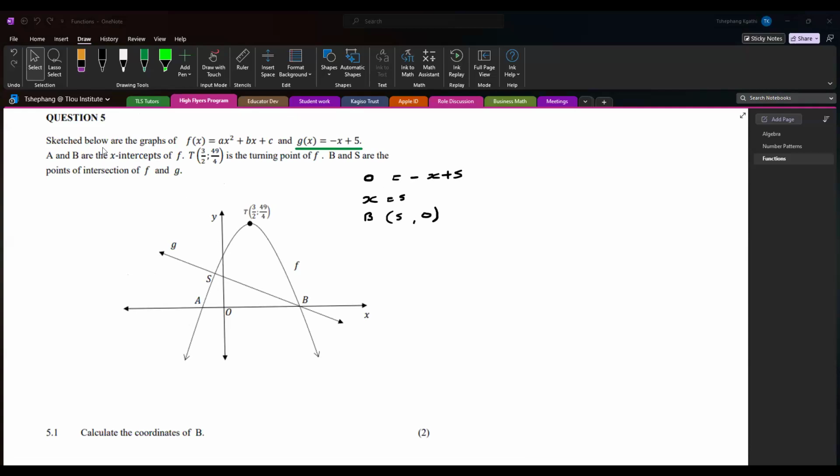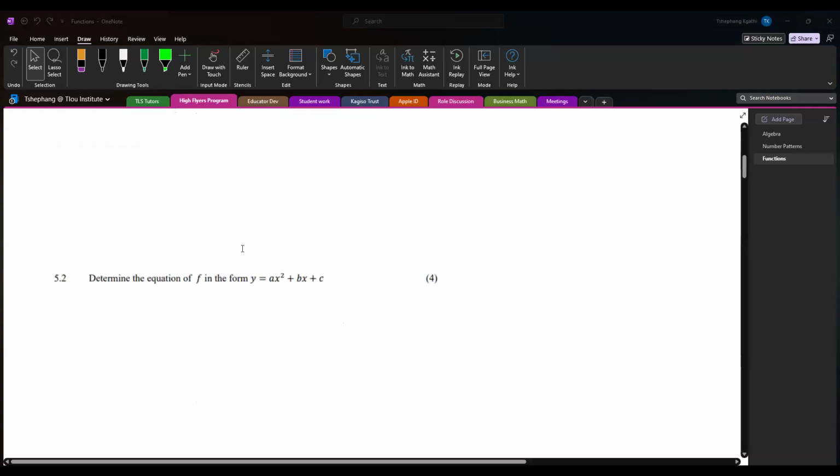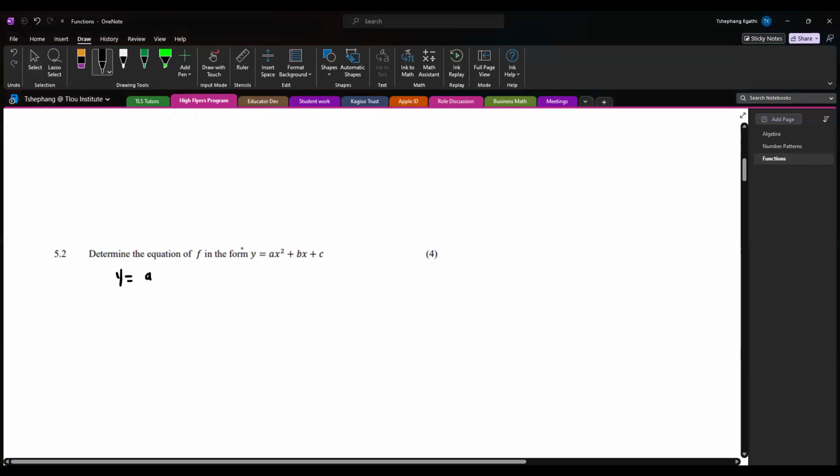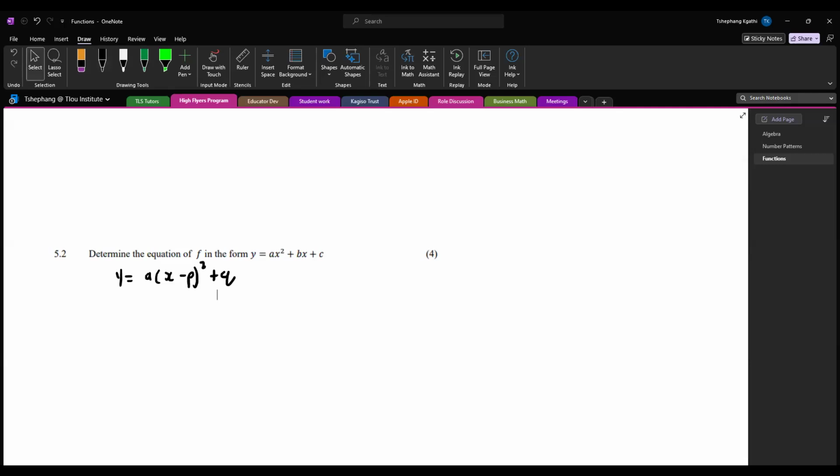Now, I'm going to use the form y is equal to a into (x minus p) all squared plus q. Remember, this is the turning point form, and I'm sure you guys have seen it before. Why am I using this form? Because I have p and I have q, because they gave me the turning point of the function.